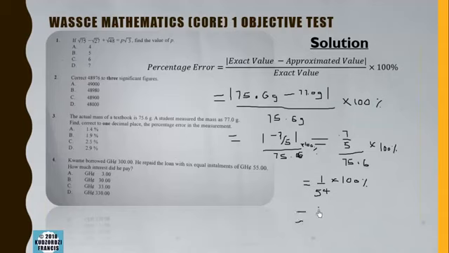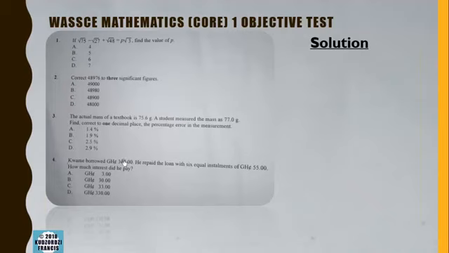And this gives us 1.85 to 2 decimal places percent. Then this gives us 1.9% correct to 1 decimal place.